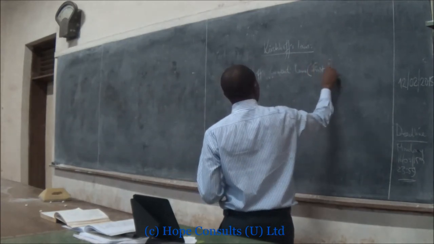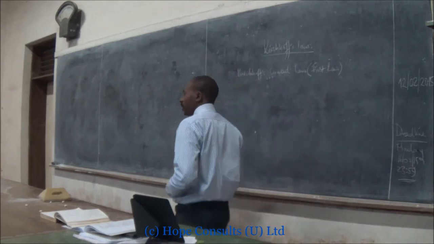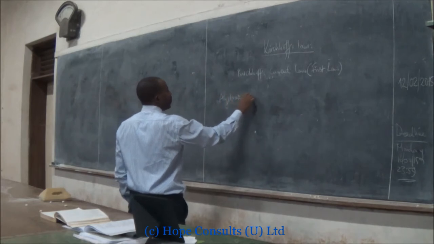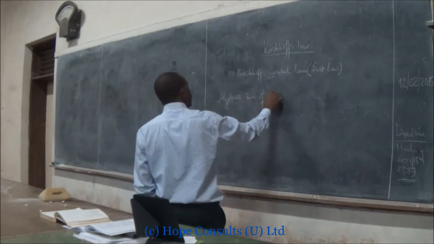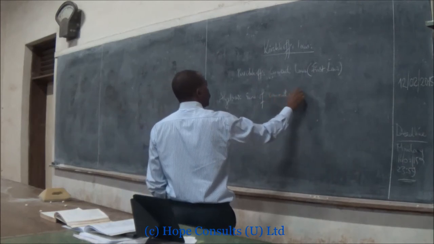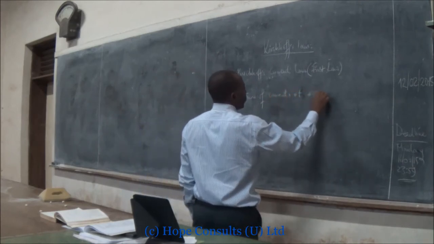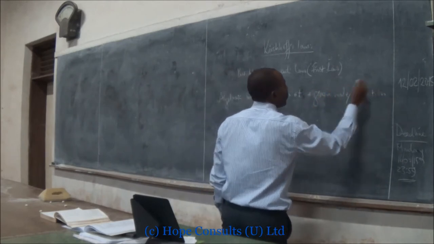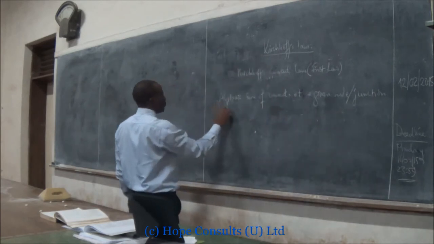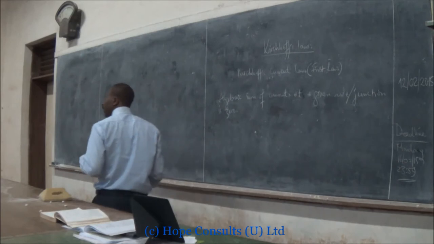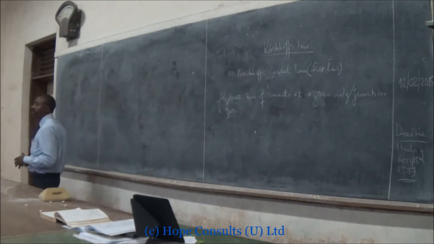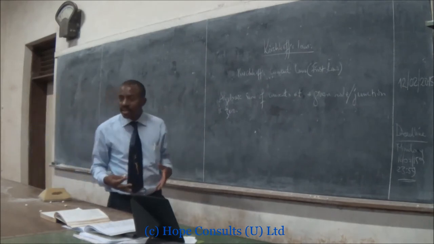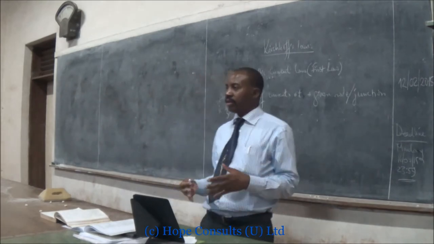Normally it is known as the first law. When you say state Kirchhoff's laws, the first law, we say that the algebraic sum of currents at a given node, which we also call a junction, is zero. Some other people may say the algebraic sum of the currents entering a junction or node is equal to the algebraic sum of all the currents leaving the same node or junction.